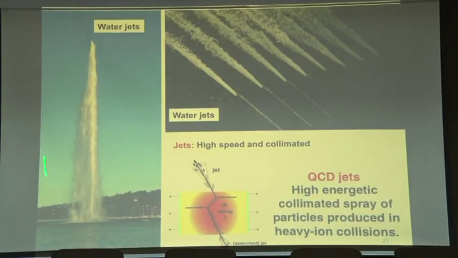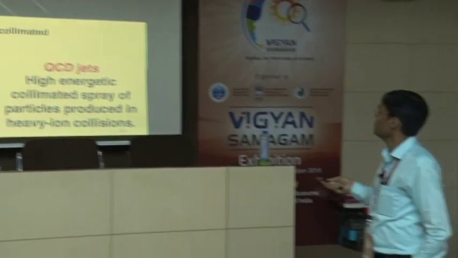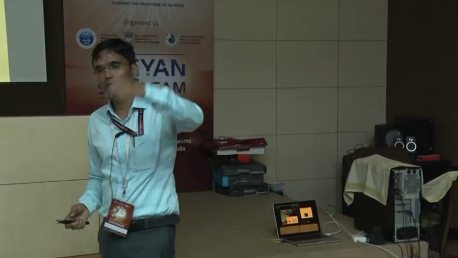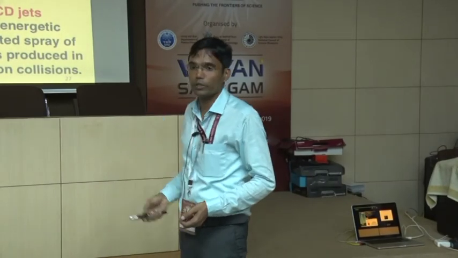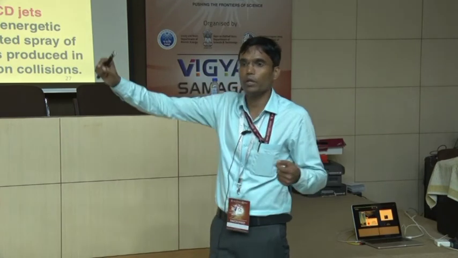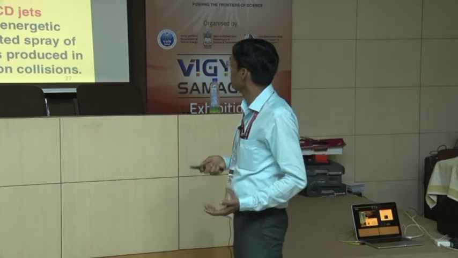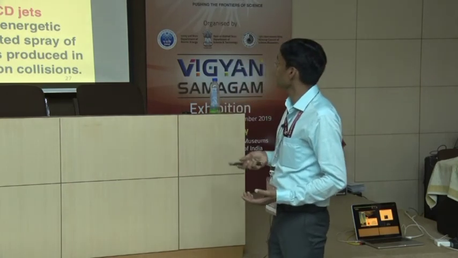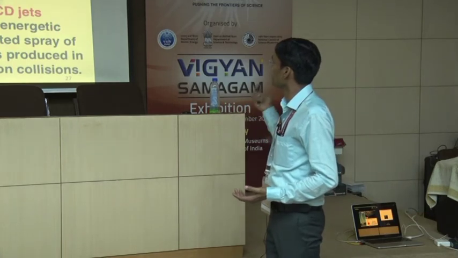You have seen these jets, this is a water jet, right? These are all water jets. When a tap water is there you don't call it a jet, right? But this kind of water you call a jet. So it is basically high speed and collimated. That is the one important feature of jets. Here also, in high energy heavy ion collisions, we call these QCD jets. They are a high energetic collimated spray of particles produced in heavy ion collisions.